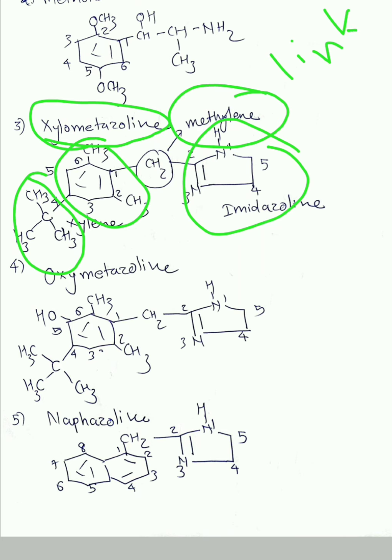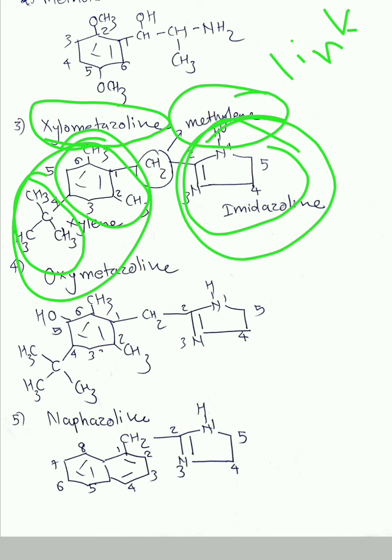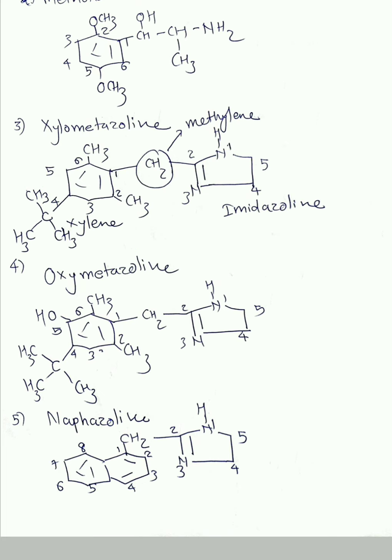Xylene, tertiary butyl, methylene bridge or linkage. This is used to combine this portion with this portion. So the link used is methylene, that is CH2. It is not methyl, guys. Methyl is CH3 and methane is CH4.